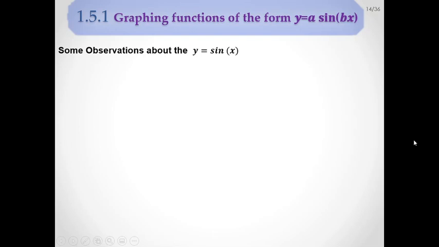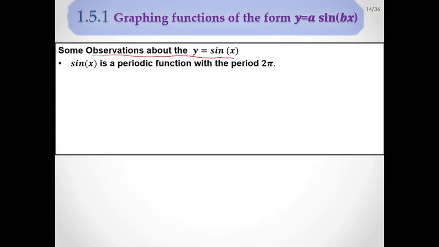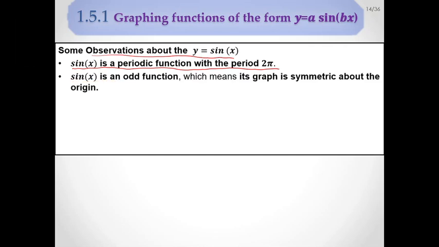Now, before sketching the graph of y equals sine x, let's make some observations about it. First is sine x. We know sine x is a periodic function with period 2 pi, and it means that in every 2 pi, the function repeats itself. And the second thing is sine x is an odd function, which means sine of negative x is equal to negative sine x, which implies its graph is symmetric about the origin.